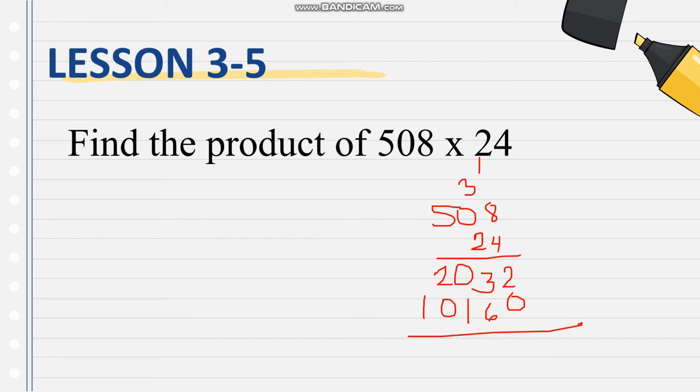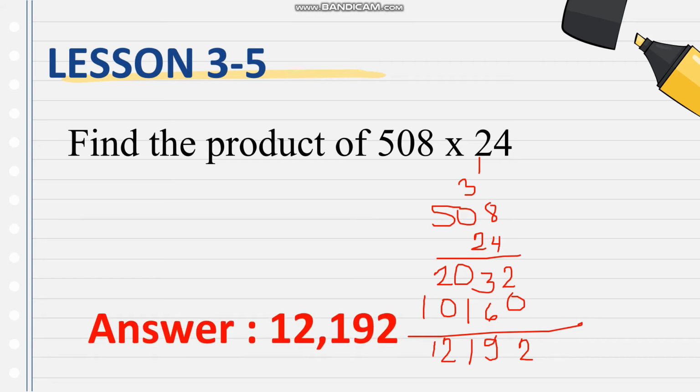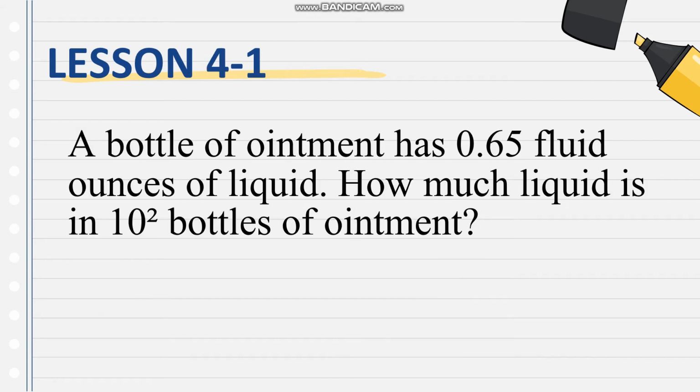Then let's add. 2 plus 0 is 2. 3 plus 6 is 9. 0 plus 1 is 1. 2 plus 0 is 2. Then bring down 1. The answer is 12,192. A bottle of ointment has 6,500 fluid ounces of liquid. How much liquid is in 10 squared bottles of ointment?